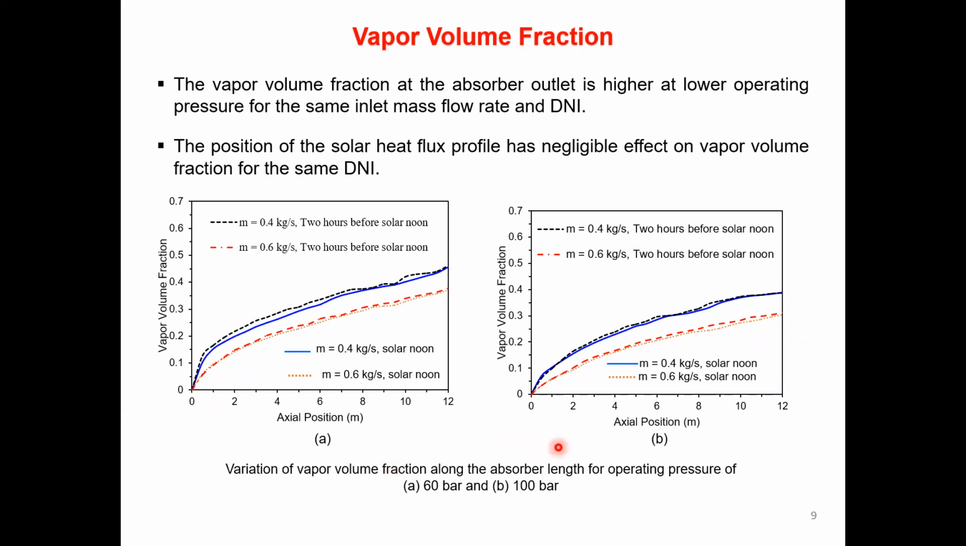This graph shows the variation of vapor volume fraction along the absorber length for 60 bar operating pressure and 100 bar operating pressure. It has been observed that vapor volume fraction at the absorber outlet is higher at the lower operating pressures for the same mass flow rate. Further, it has been found that the solar heat flux profile around the absorber surface has negligible effect on the vapor volume fraction.